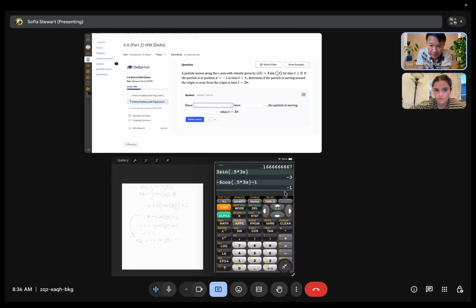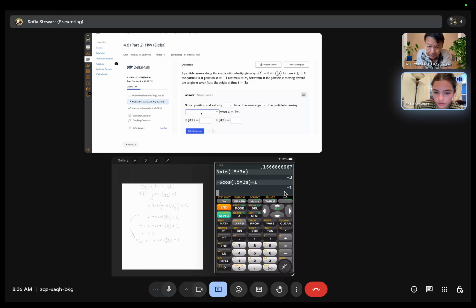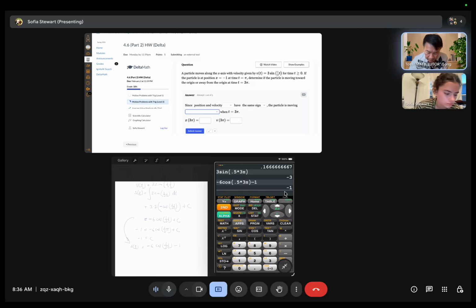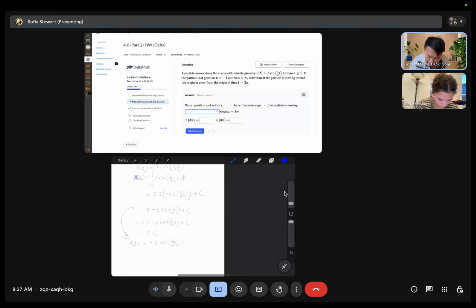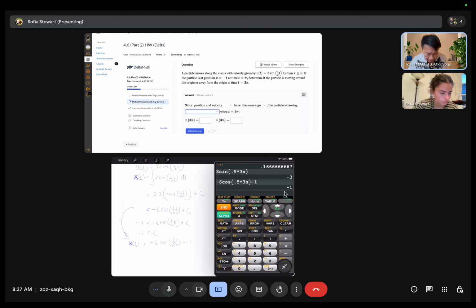So what are the options again? Position and acceleration, position and velocity, or velocity and acceleration. Position and velocity have the same sign, so the particle is moving away from the origin. Okay, that one we have to see. Right now, I can see what they're using: it's x of t instead of s of t. It's a position, so it's x of t. So that's correct still.